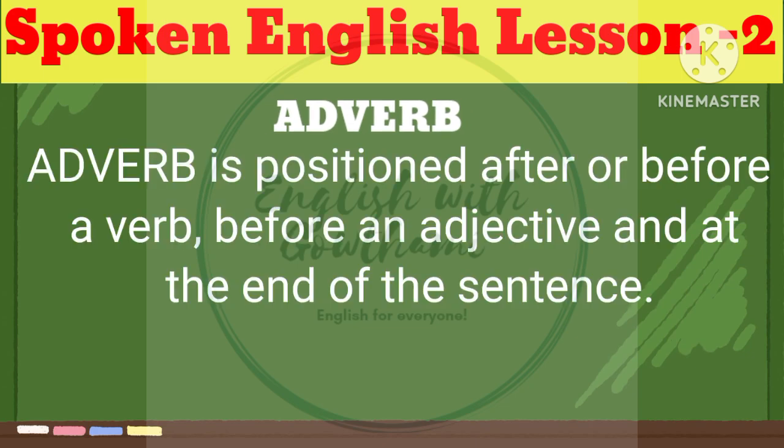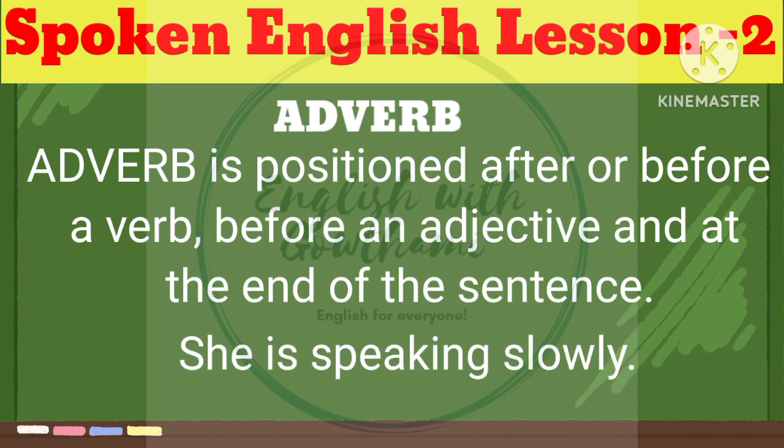Adverb is placed after or before a verb, before an adjective and at the end of the sentence. For example, she is speaking slowly. In this case, slowly is the adverb because it is mentioning more about the way she is speaking. Speaking is the verb, the action, right? So, in this way, adverb is placed at the end of the sentence.